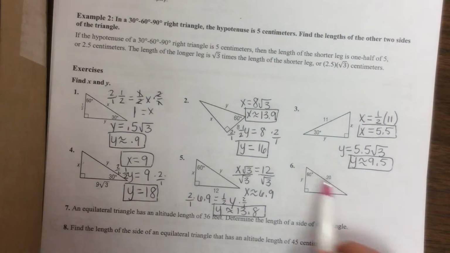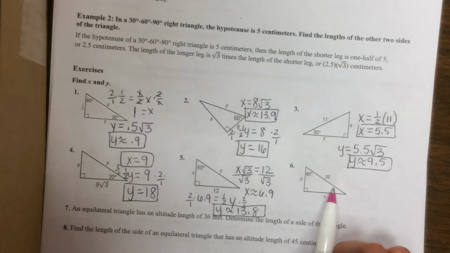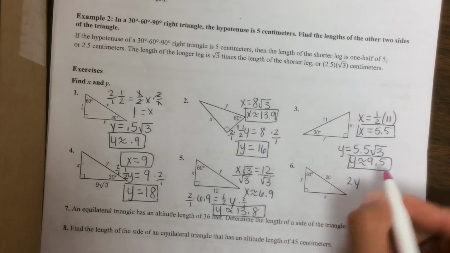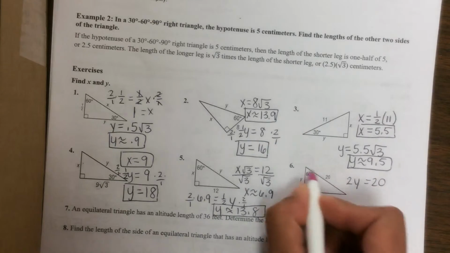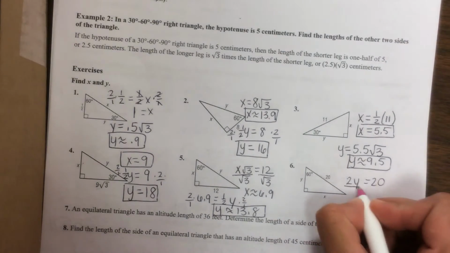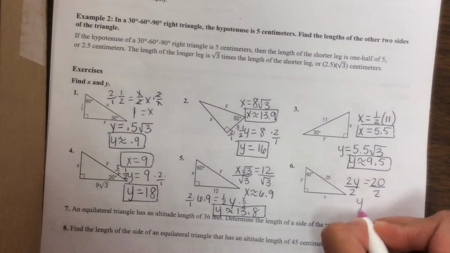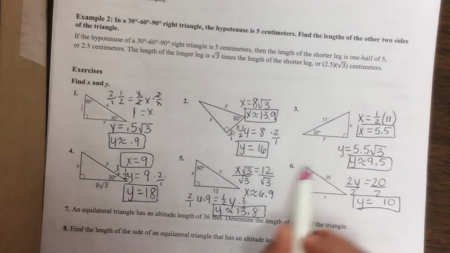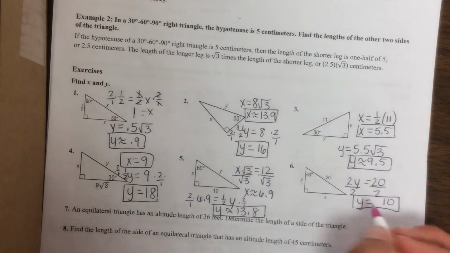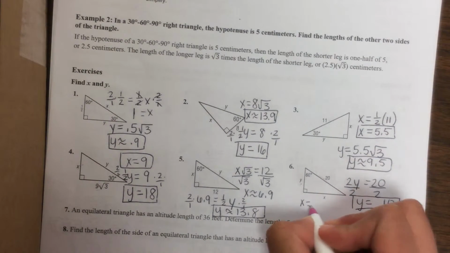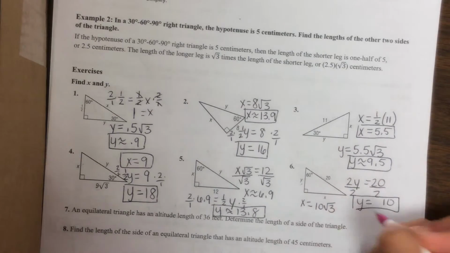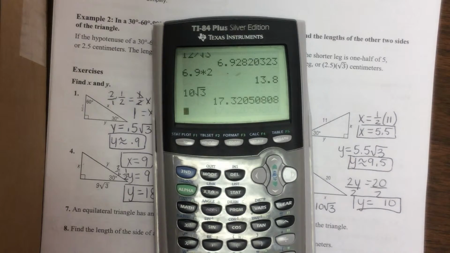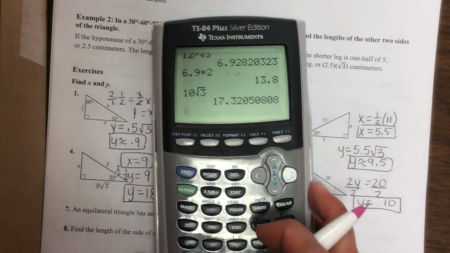Number 6, we know the hypotenuse. We know that 2y, so 2 of these is equal to 1 of these. Okay. So in order to get y by itself, we have y is equal to 10. Since we know y, we can now take that to find x and multiply it times the square root of 3. 10 square roots of 3, that's approximately 17.3.